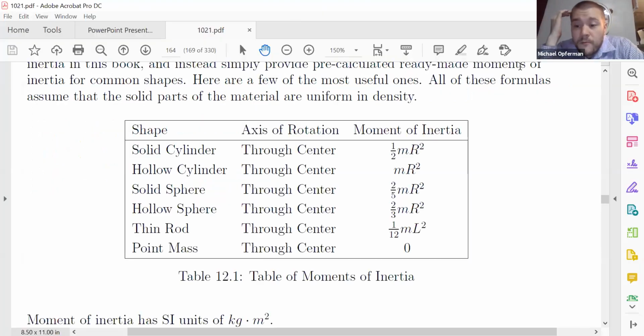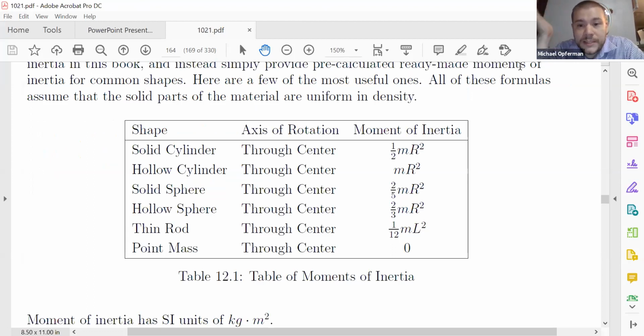So once you know what the moment of inertia is, how do you determine it for different kinds of objects? Well, the good news is we are not in this class going to attempt to learn how to actually determine the moment of inertia for different shapes of objects. This is a little bit mathematically difficult.